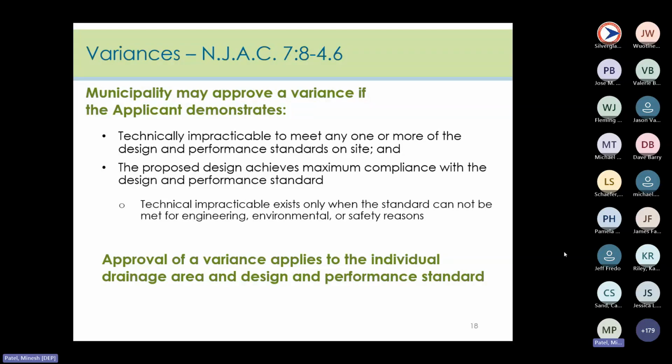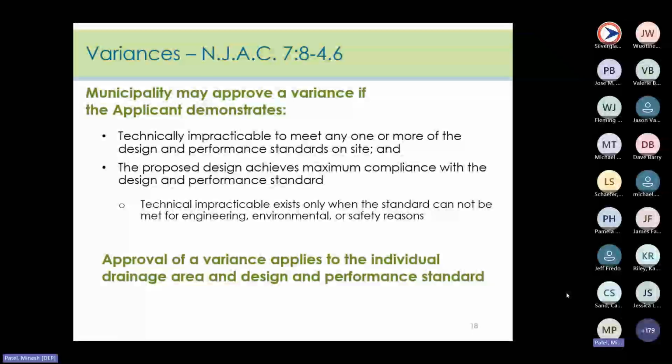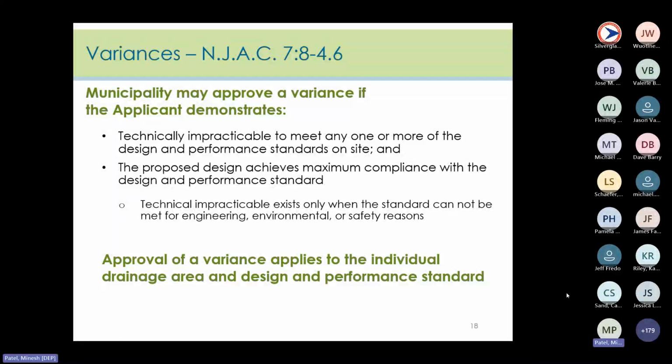And the old low impact development checklist often included statements that something was not economically feasible, and yet cost information was not formally reviewed. Previously, there may have been a site-wide variance allowed, but now the rule located at section 4.6 states, a municipality's approval of a variance shall apply to an individual drainage area and design and performance standard and shall not apply to an entire site or project unless an applicant provides the required analysis for each drainage area within the site and each design and performance standard.